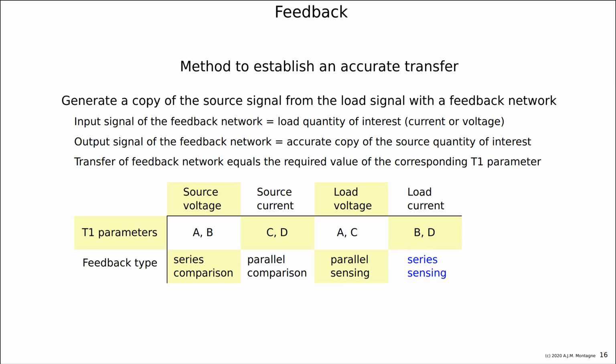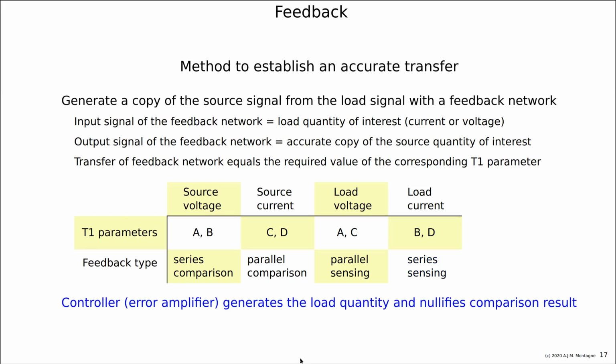Now, in this course, I mainly want to focus on the conclusions that we drew in the last course and see how it works by building amplifiers, or single-stage transistor amplifiers, with it. So if we have this copy of the source signal, then we need a controller, which is called an error amplifier, that generates a load quantity and nullifies the comparison result. Basically, it has a huge gain to nullify the comparison, to build from an almost zero comparison result the output that you want.